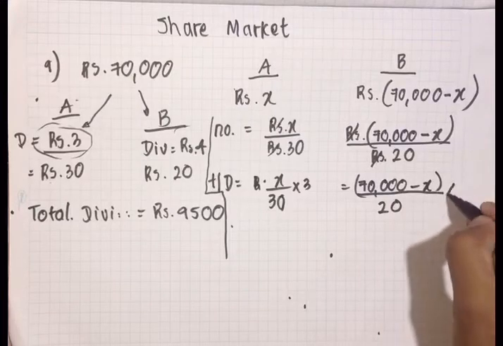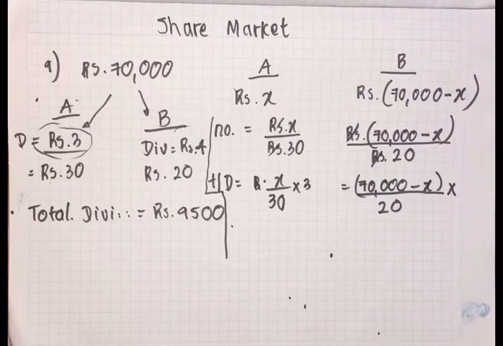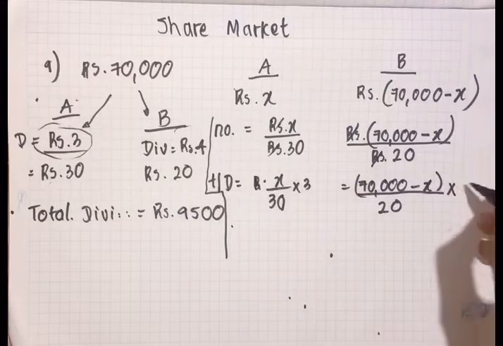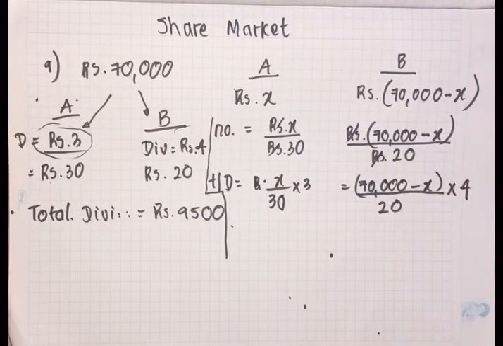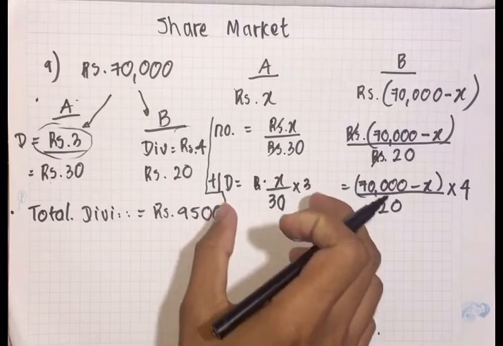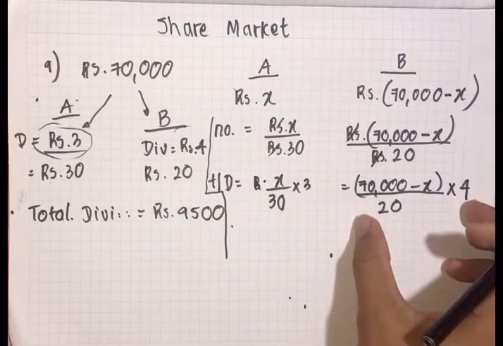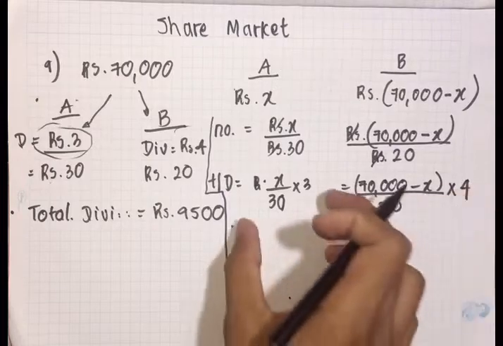Now you have to multiply it by the dividend. How much is the dividend? Dividend is equal to 4 rupees. From one share he is getting 4 rupees, therefore multiply by the total number of shares. Now this is the dividend from company A and this is the dividend from company B. Now this total should be equal to how much?